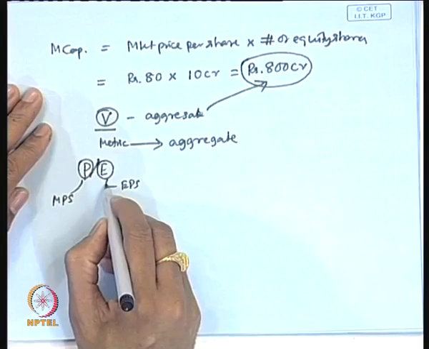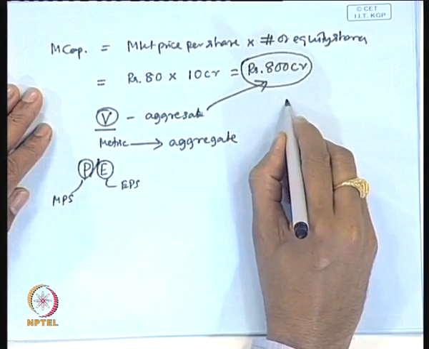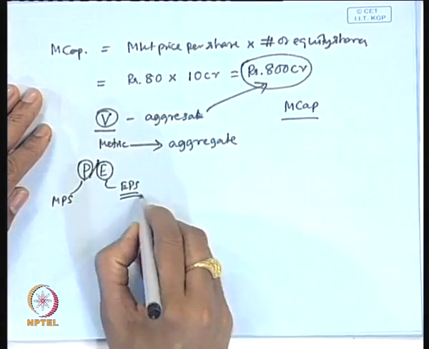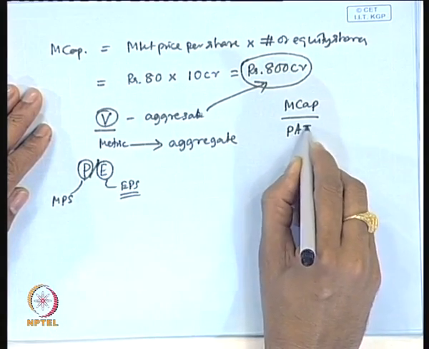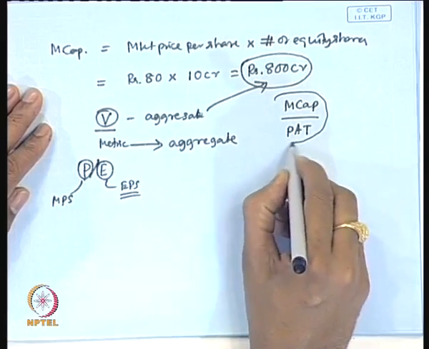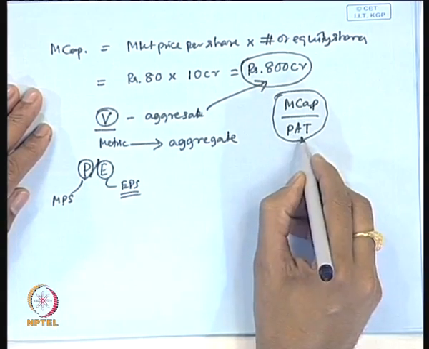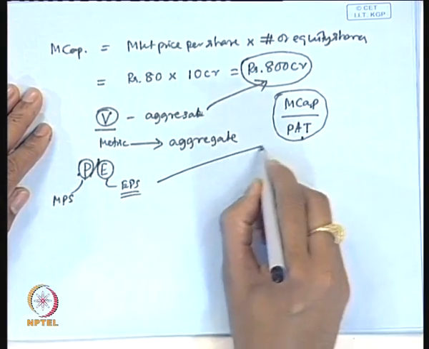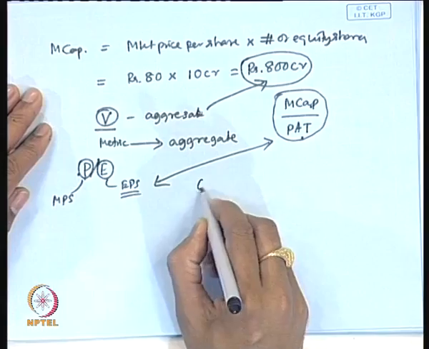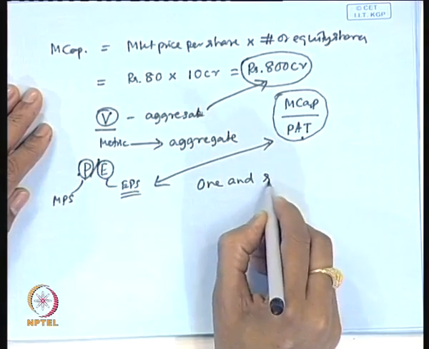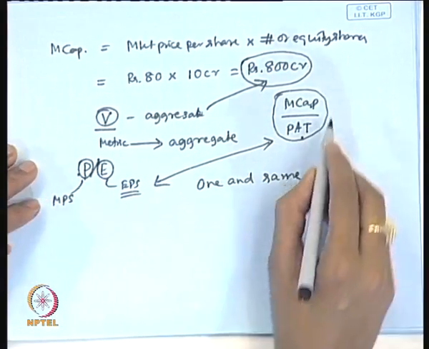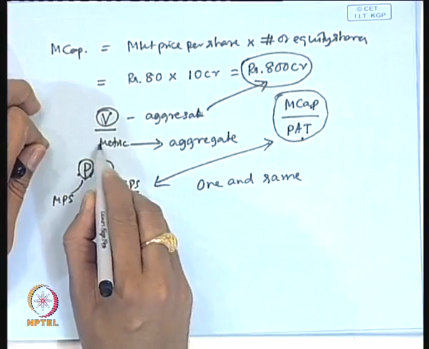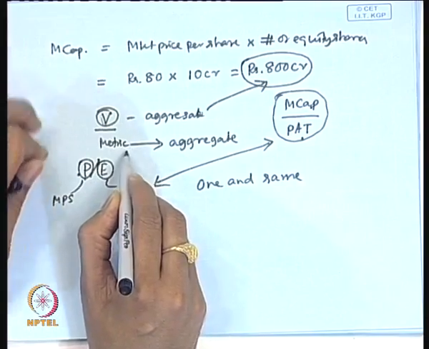In that case, instead of earnings per share, we take the market capitalization as the value and the profit after tax of the particular company. Whether you do MCAP by profit after tax or the price to earnings ratio, the value as per both methods is going to be one and the same, it will not be different. So, one has to be careful: if you take the aggregate value in the numerator, then the denominator should also be an aggregate value.